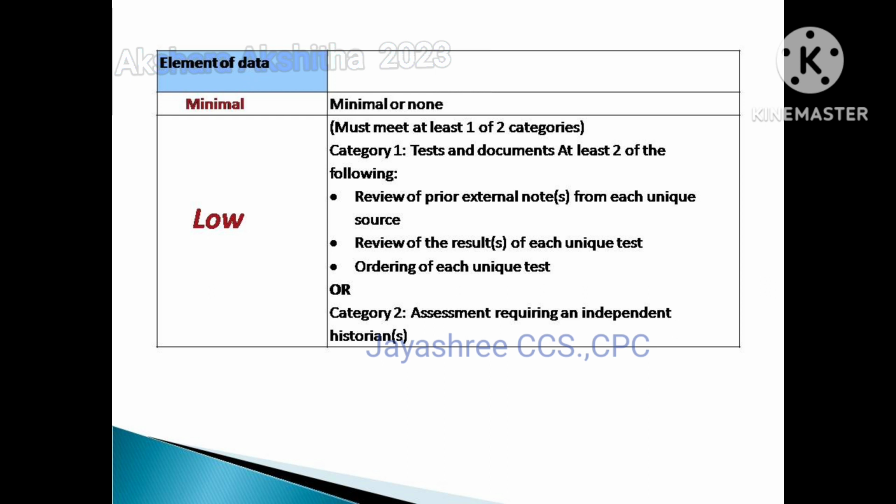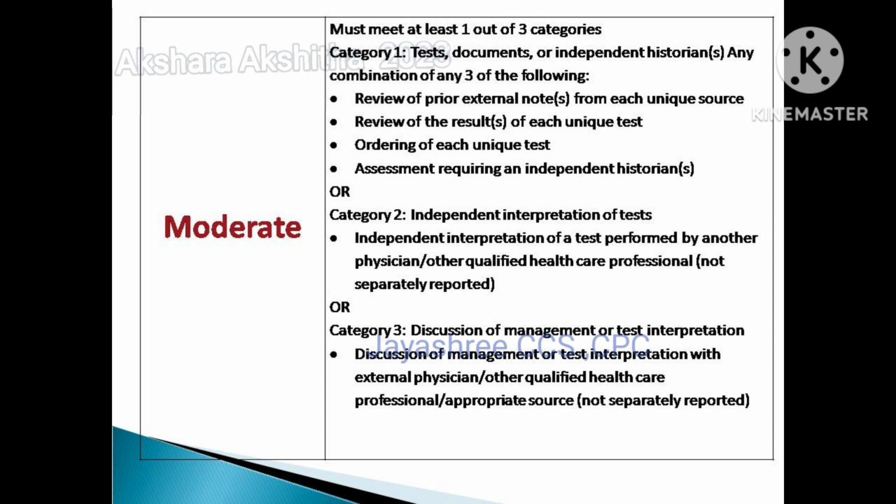Next is moderate. For moderate, they have given three categories. Out of the three categories, one category should match. Each category has some points, and those points should match to consider it a particular category. Okay, so let's see the first category.